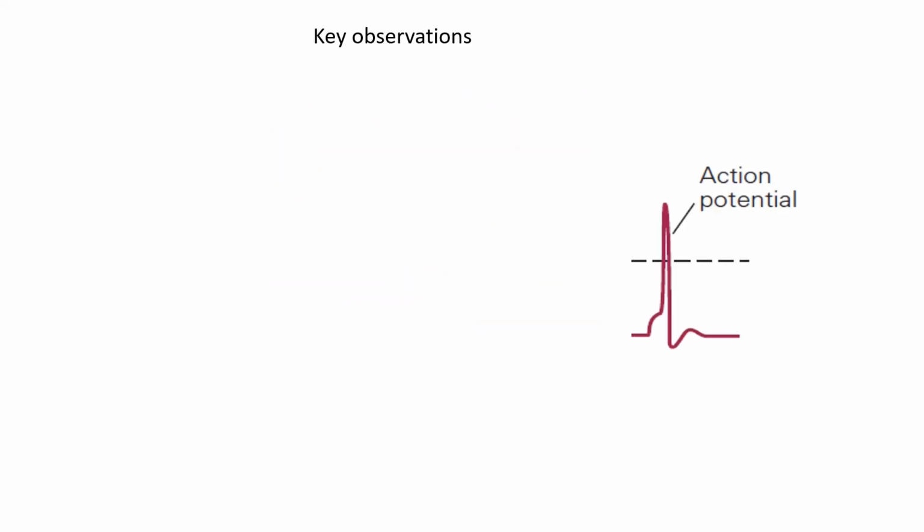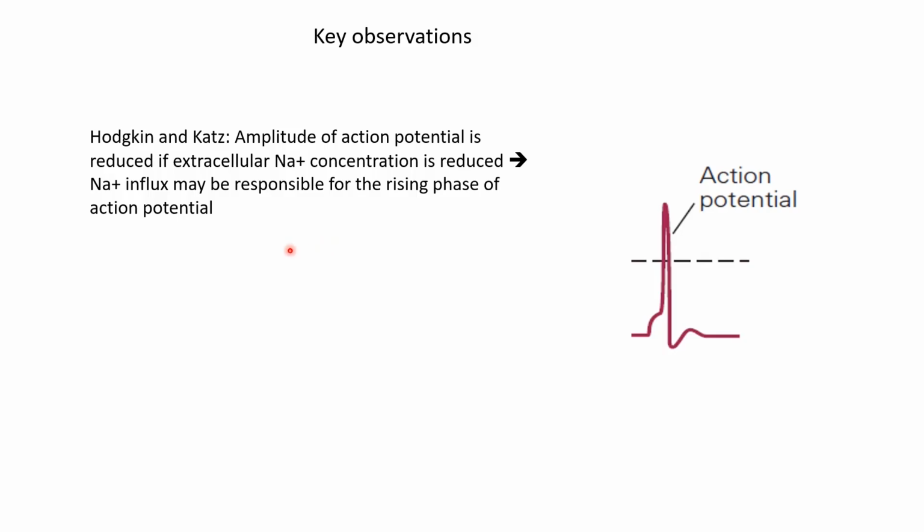Let's look at some of the initial observations that were made by scientists that helped us in understanding what happens during an action potential. One thing that Hodgkin and Katz noticed is that if you reduce the amount of extracellular sodium, then the amplitude of the action potential is reduced. That tells us that perhaps the sodium influx is responsible for determining the amplitude of the action potentials.